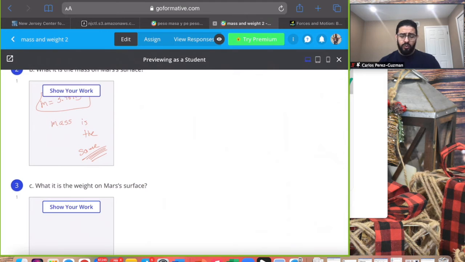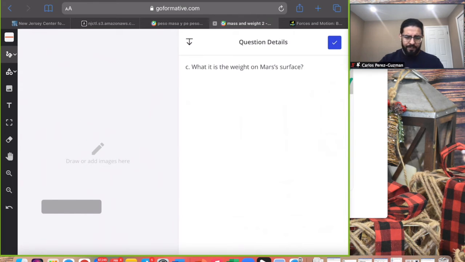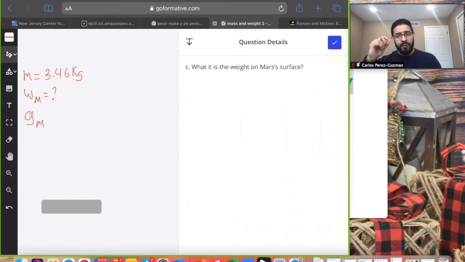Part C, they want to know the weight on Mars. If we want to know the weight of the object, the book, on Mars, we know the mass, that is 3.46 kilograms. We want to know the weight on Mars. That means we need the gravity on Mars. Most of the students think that they are going to use the gravity of Earth. No, if we are looking for the weight on Mars, we need to use the gravity of Mars. That means it's going to be 3.8 meters per second squared.